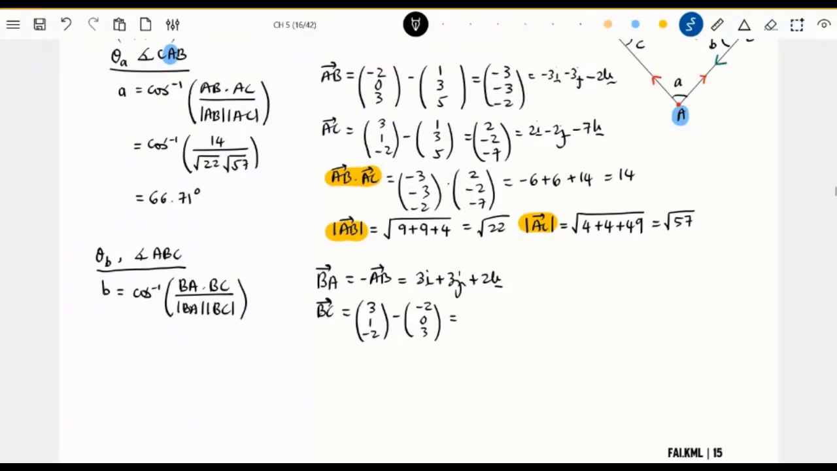Ada siapa-siapa ni ke? Saya tak baca komen tau. Ada yang nak tanya soalan? Sebab saya tak baca komen. Kalau ada yang ter-raise hand ke, saya tak perasan.